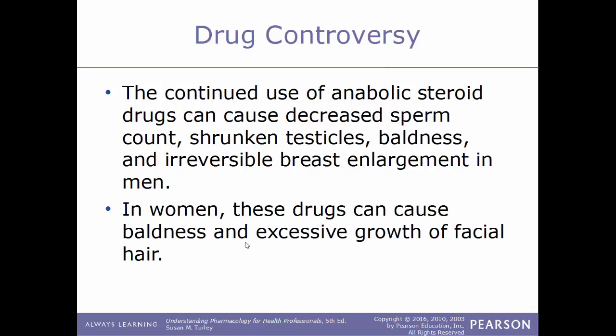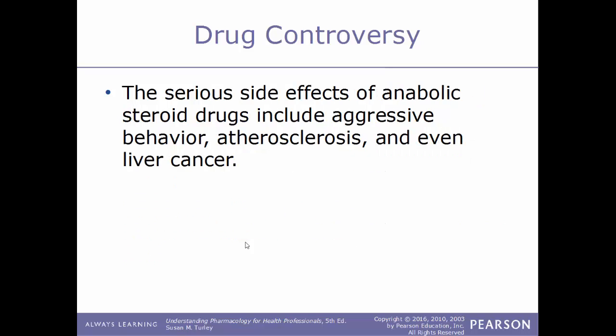The continued use of anabolic steroids can cause very pronounced side effects, including decreased sperm count, shrunken testicles, baldness, and also an irreversible breast enlargement in men. In women, these drugs can cause baldness and an excessive growth of facial hair. Now, the serious side effects of anabolic steroid drugs include very aggressive behavior, also known as roid rage, atherosclerosis, and even liver cancer. All right, that brings us to the end of chapter number 14.